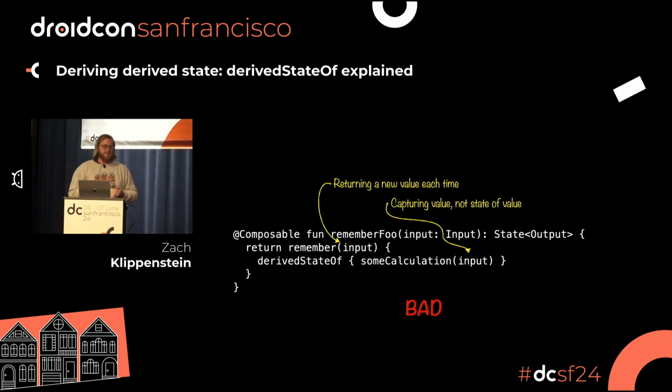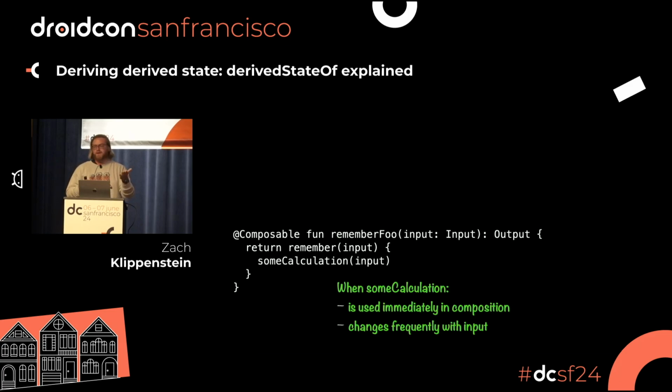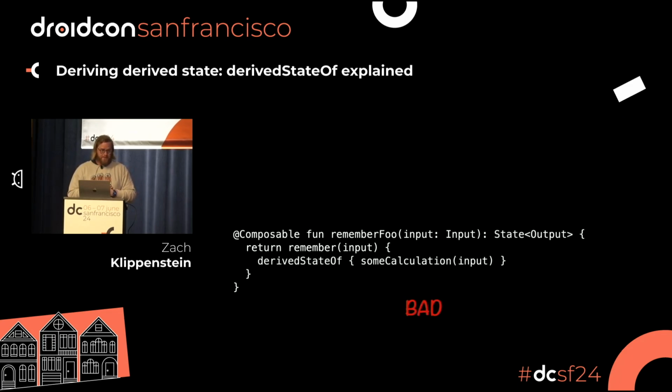So basically, with this code, there's no point in using derived state. You might as well just return the output every time. And all this is doing is, if the calculation is expensive, it's not going to run the calculation every time this method is called. But it's probably not what you meant to do. So, okay, back to the bad example here.